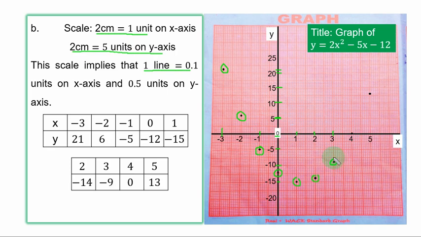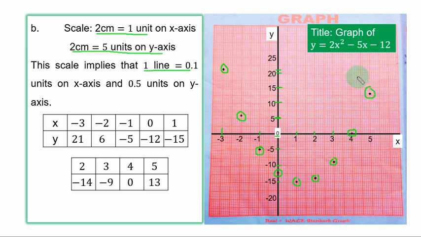And when s is 4, y is 0. You plot that point directly on the s-axis. And when s is 5, y is 13. So after 10, you count 6 lines upward, because 2 lines is 1. So you have 2 lines 11, the next 2 lines 12, the next 2 lines 13. This is the point for 13. And don't forget the title of the graph. It is simply the equation you are plotting.